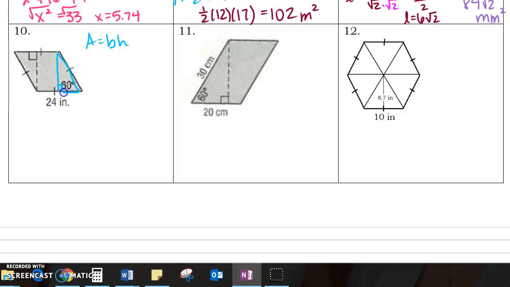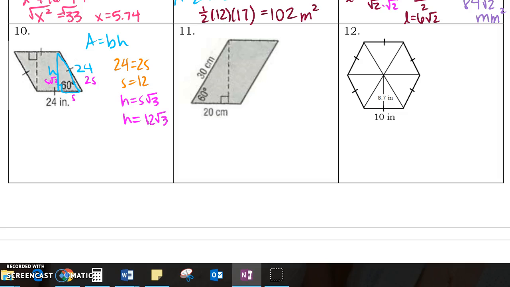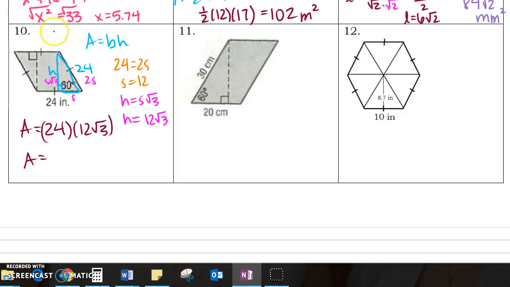Notice how it creates this right triangle with 30, 60, 90. So you have this angle. You know this side is 24 because it's a rhombus. All sides are congruent. Go ahead, try to find your height. Use 30, 60, 90 to find your height. You should have your height is 12 root 3. When you label with S, 2S, and S root 3, your base is 12, so your area is going to be 24 times 12 root 3. When you multiply 24 and 12, you get 288 root 3 inches squared.